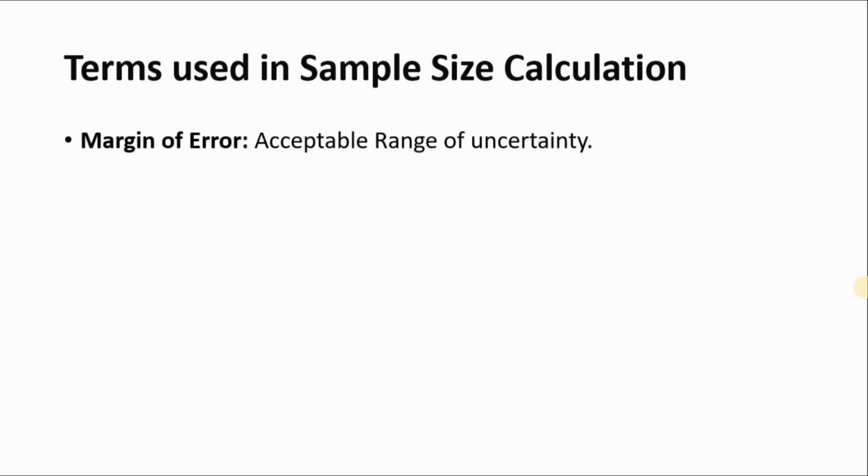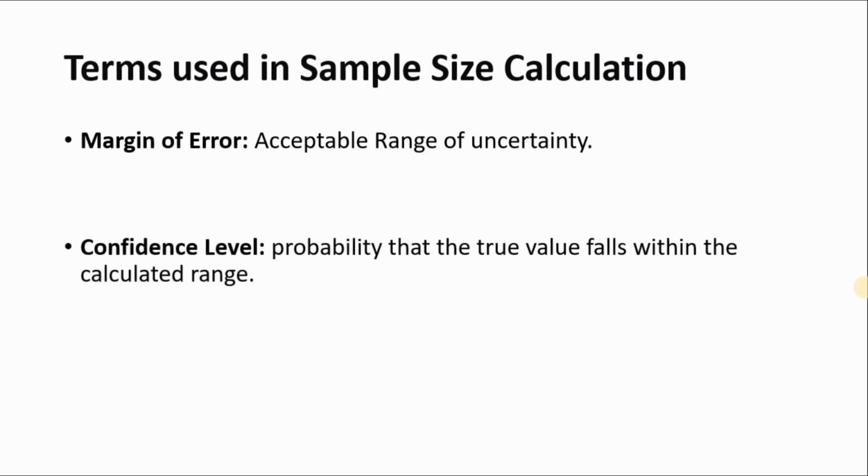Before moving on to the formula and the example, let's learn some important terms that will be used in the formula. Margin of error: it's the acceptable range of uncertainty. For example, if a survey says plus minus 3 percentage points, it means the result could vary by up to 3%. Confidence level: it's the probability that the true value falls within the calculated range. For example, a 95% confidence level means we are 95% sure that the true value is within the reported range.